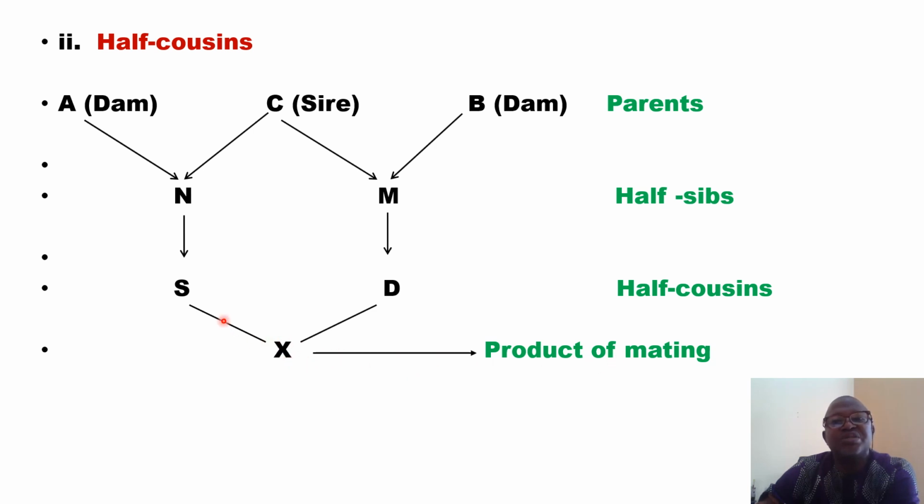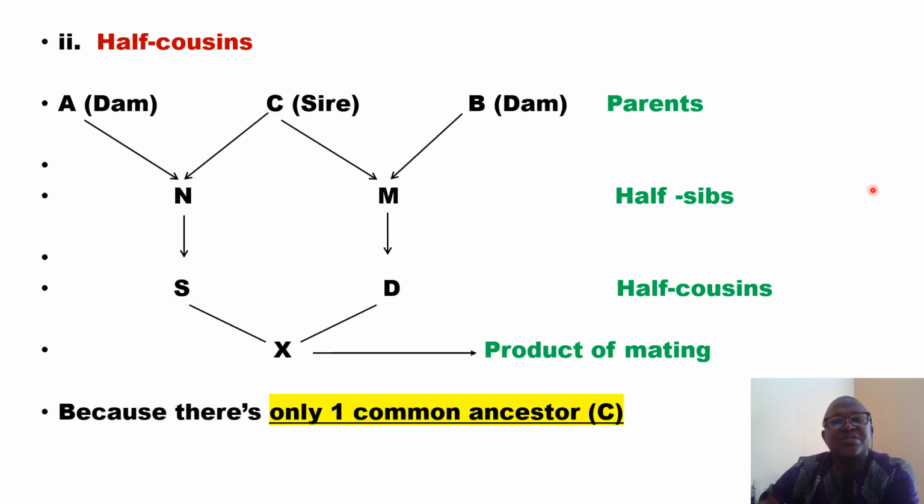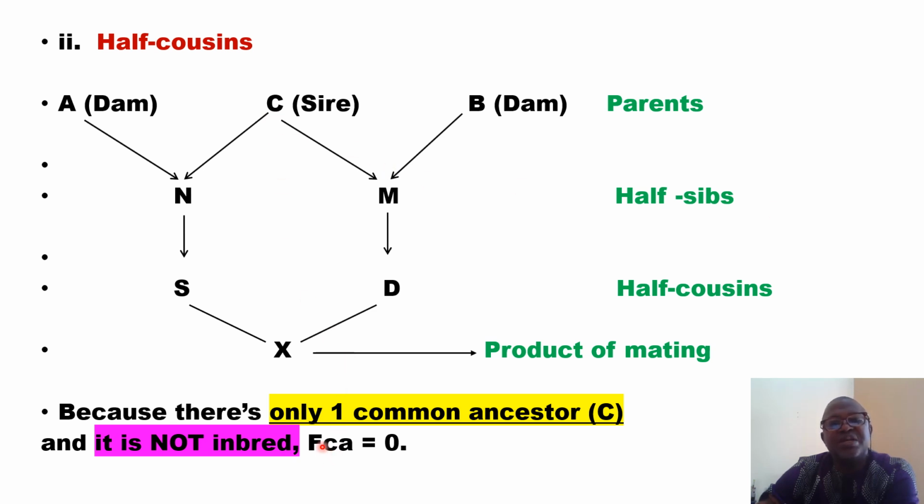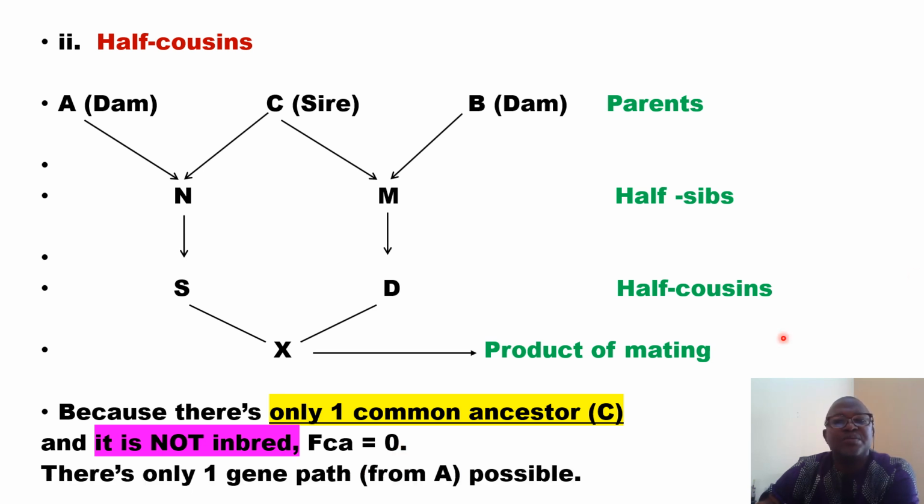So we want to calculate the inbreeding coefficient as a result of half cousins mating to produce X. Now, because they are half cousins, they only share one common ancestor, which is C. So again, only one gene path will be done here. And C is not inbred. So because of that, the inbreeding coefficient of the common ancestor is equal to 0. There's only one gene path necessary.